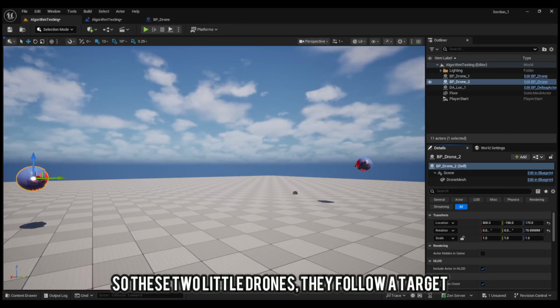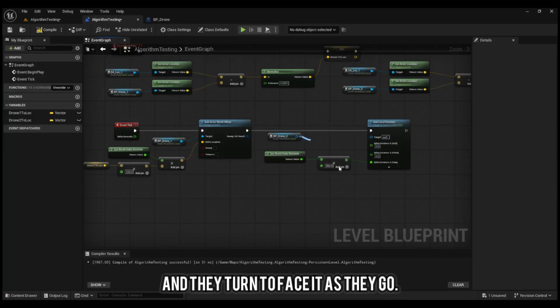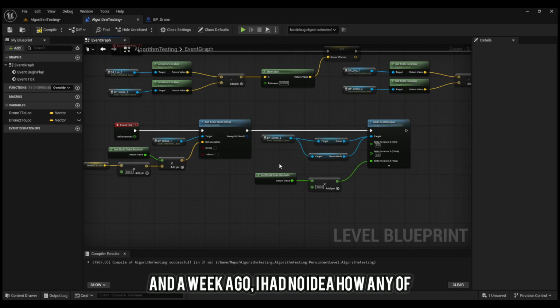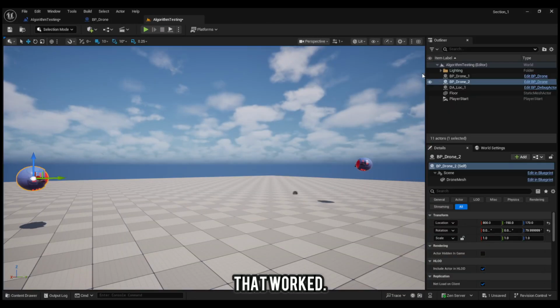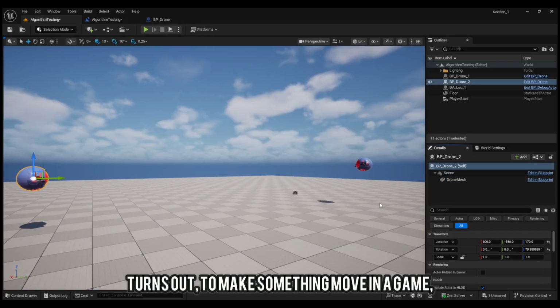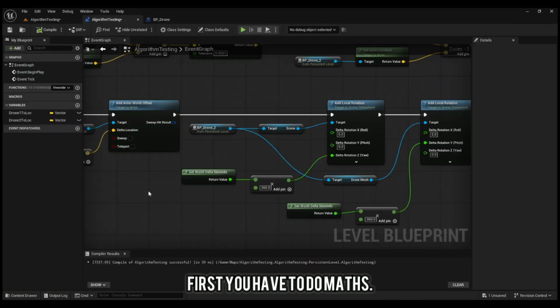So these two little drones, they follow a target and they turn to face it as they go. And a week ago, I had no idea how any of that worked. Turns out, to make something move in a game, first you have to do maths. A lot of maths.